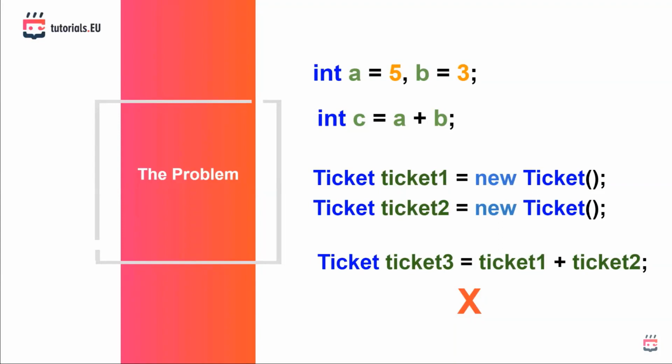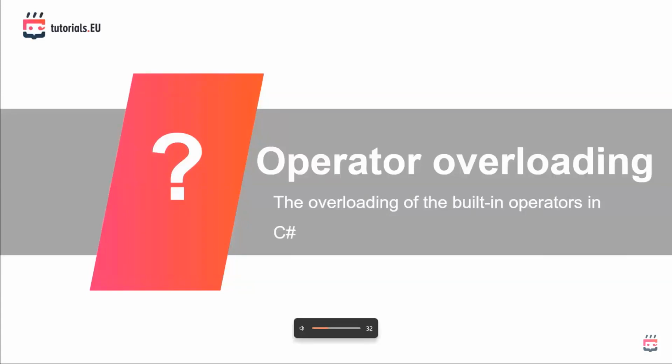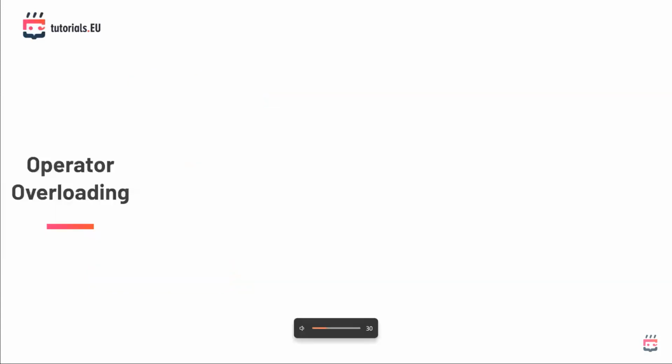This is where operator overloading comes in handy. So operator overloading is the overloading of the built-in operators in C#. It is the same overloading concepts that we are familiar with, but applied to operators instead. Operator overloading will allow us to use the C# operators with our own classes and structs.